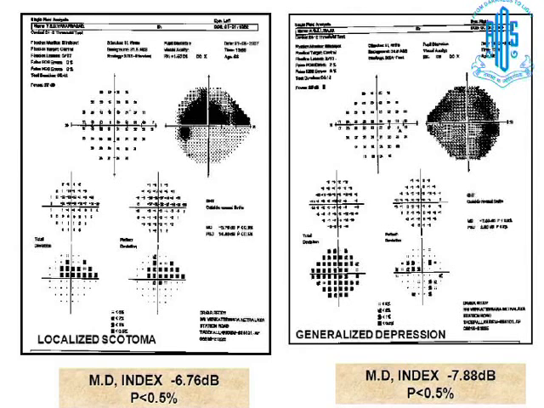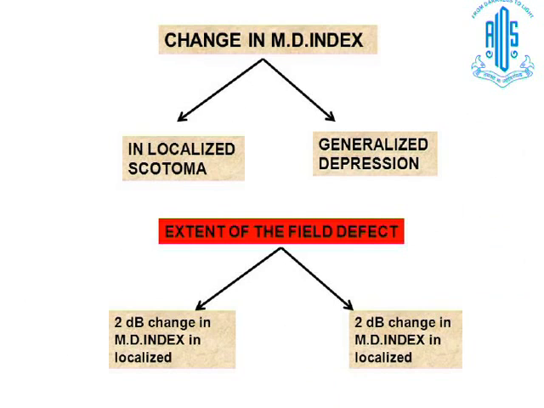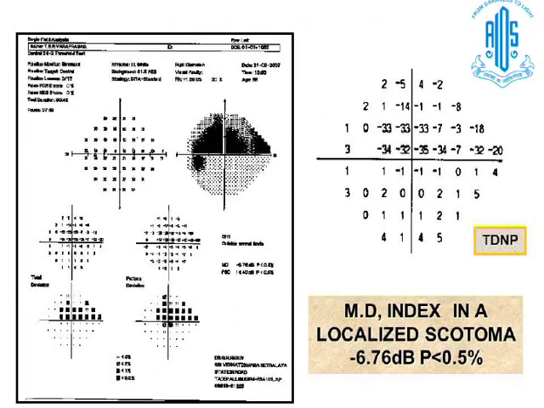So in this case, I am showing two cases. Change in mean deviation index: this is a very important concept. A change in mean deviation index in a localized case of glaucoma, and a change in mean deviation index in generalized depression. This is a very, very important concept because we are considering change in mean deviation. Suppose it is a case of localized field defect, and the loss is occurring here. Suppose the progression is occurring here.